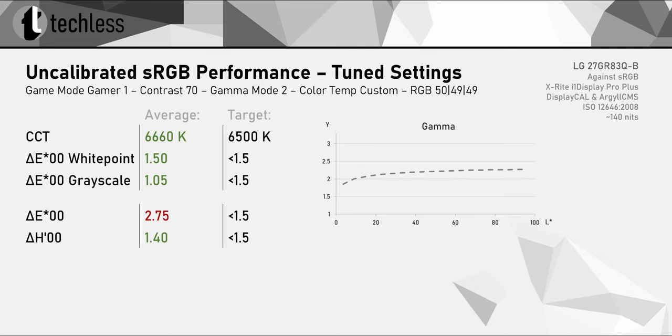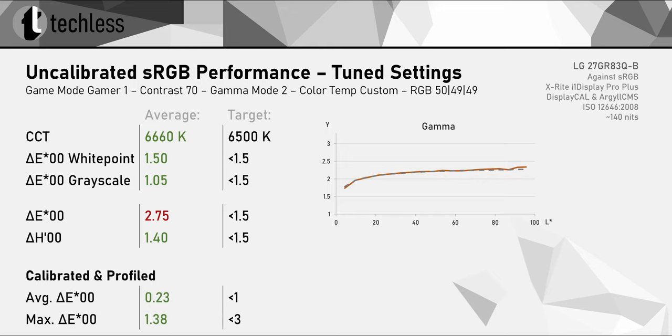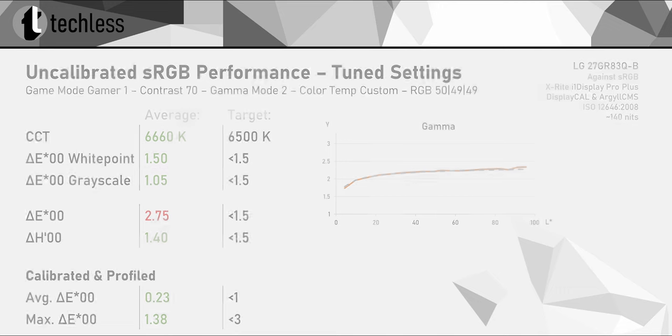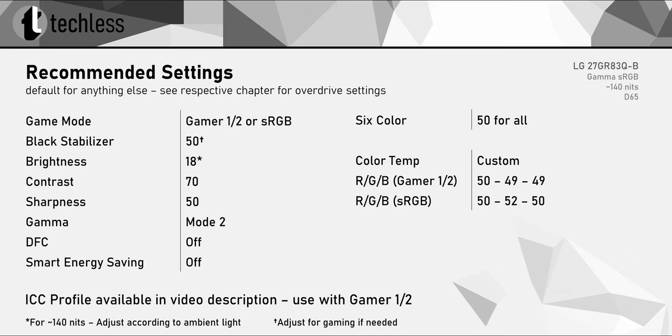Of course, the sRGB mode is limited to, well, sRGB, so for the full color gamut volume, we have to use one of the other modes. And with minor adjustments, we can also get great results. And after a full calibration and profiling, we of course get almost perfect accuracy, as we would expect. Now, in case you don't have a colorimeter, these are the settings I'd recommend using.